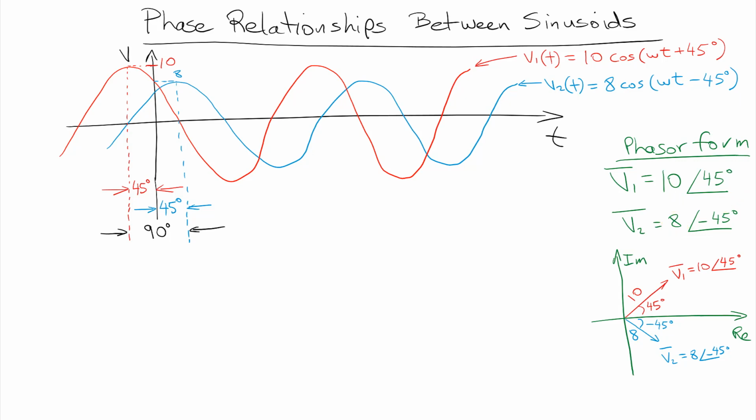And then, we can draw these down here in the complex plane, where we have the real axis as the horizontal axis, the imaginary axis as the vertical axis, and the phase angle as shown. So this is a positive 45 degree phase angle. The magnitude is 10, so that's the length of the vector. And then when we look at V2, we see a magnitude of 8 and a phase angle of minus 45 degrees.